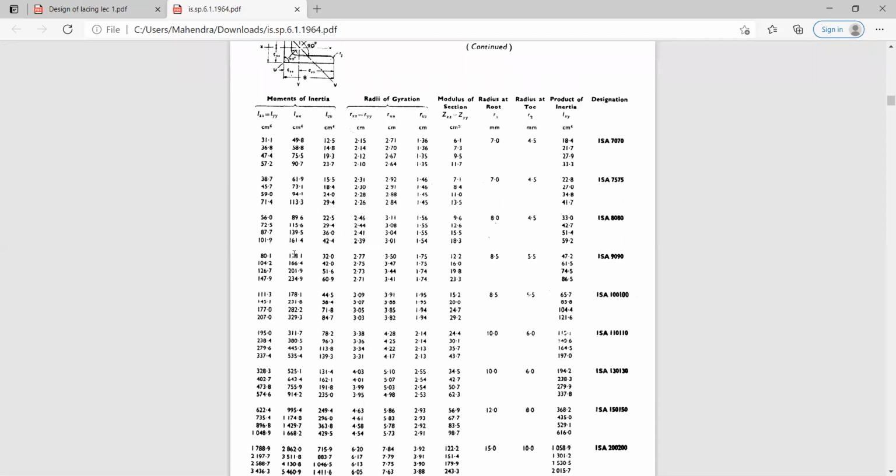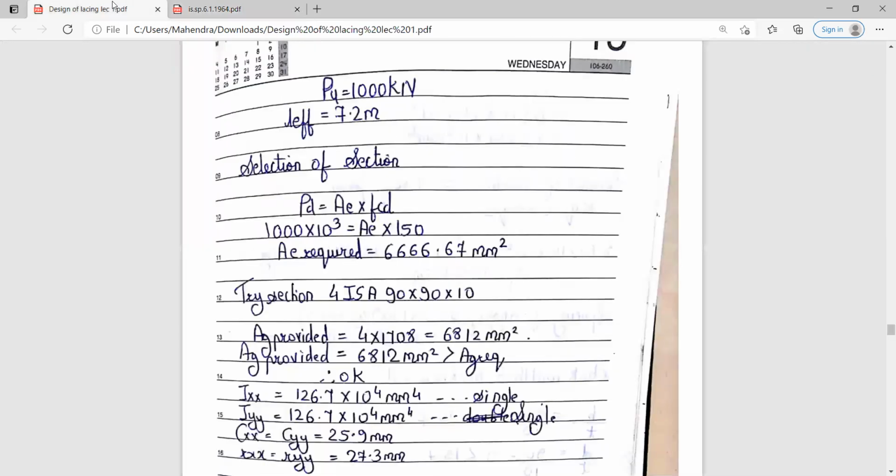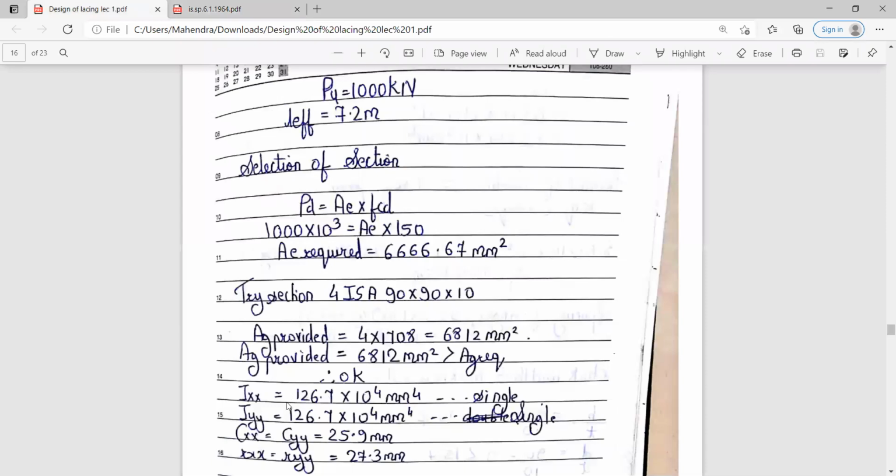So these all the values you will get from the steel table, and RXX and RYY. Again, ISA 90 by 90 by 10 के लिए आपको ये चाहिए RXX. See here the radius of gyration, that is 2.73 is given to you. That is 27.3 mm. So here we have taken all the values from the steel table. That is IXX, IYY, CXX, CYY and radius of gyration. So just note down all these values, and if anyone is having any of the queries, you can ask.